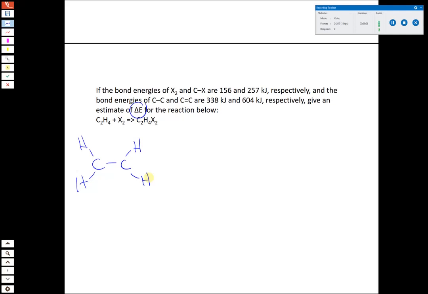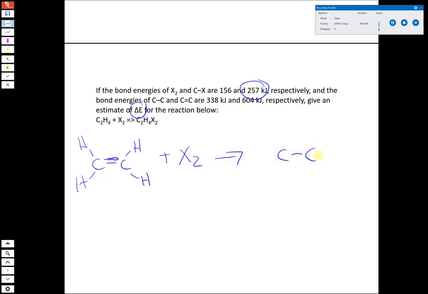And what we end up with is, in this structure, each carbon only has three bonds. We have to add a double bond between those. We get a double bond between the carbons. X2, we don't really know the bond order, but we're told the bond energy, so we don't really have to draw that out. There's only one X2 bond energy given. And then in the product, we have C2H4X2.